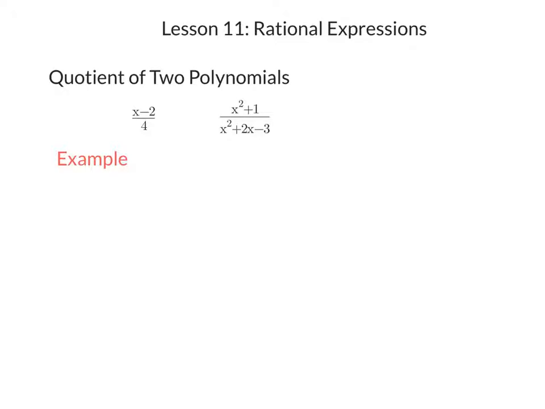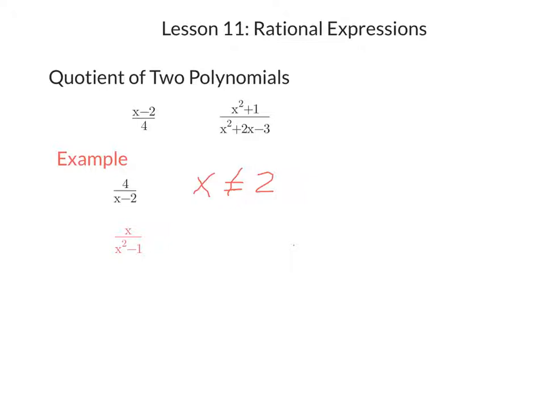So let's look at another example. Now here's an example, 4 over (x minus 2). So where is x minus 2 equal to 0? Well, x minus 2 is equal to 0 at x equals 2. So the domain of this rational expression is all real numbers except x equals 2. So in this particular case, x cannot equal 2.